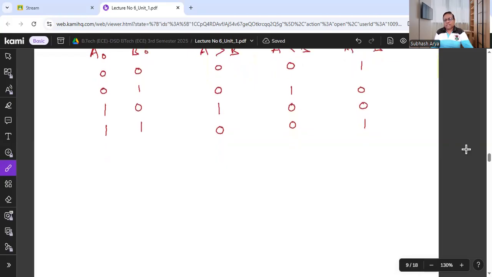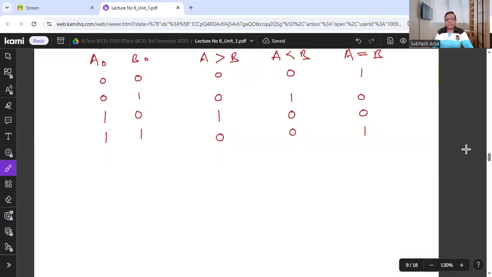Now, how to design the circuit? For that purpose, we have to express these outputs in terms of Boolean expressions. So for A is greater than B, the Boolean expression in sum form can be taken from the case when A is greater than B. So that is A0, B0 bar.